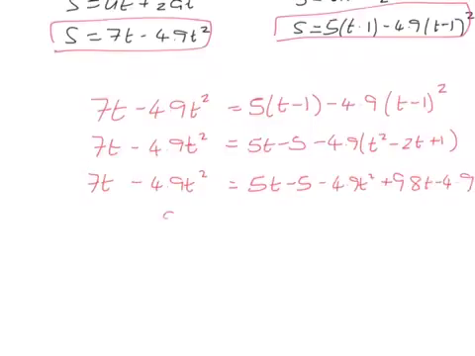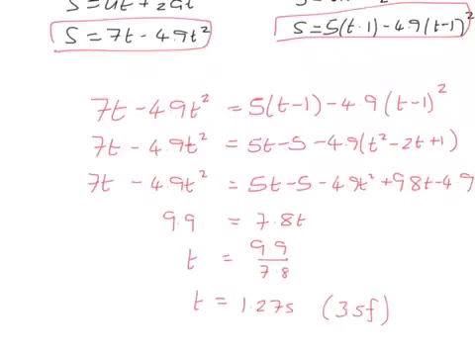If we then collect the like terms, we'll see that the t squareds will cancel, which is good for us, and leaves us with 9.9 equals 7.8t. So we put that into our calculator. t is just going to be 9.9 over 7.8, which will come out as 1.27 seconds, as always rounded to 3 significant figures.